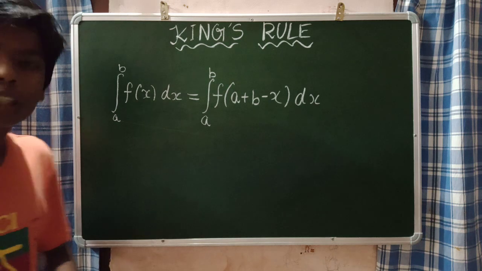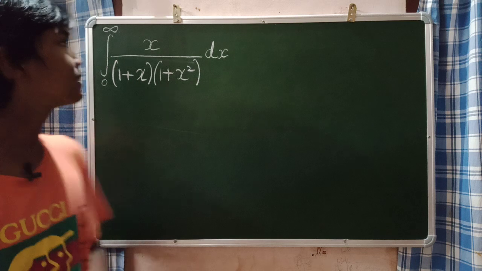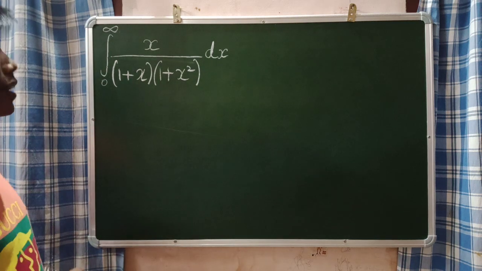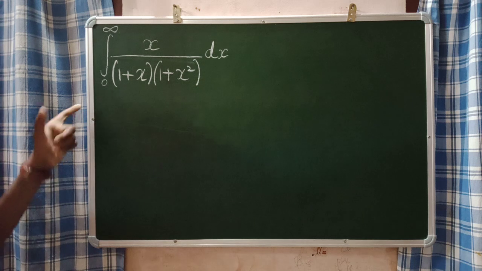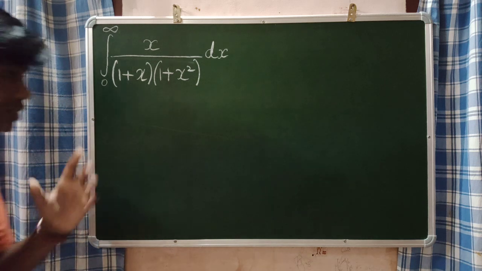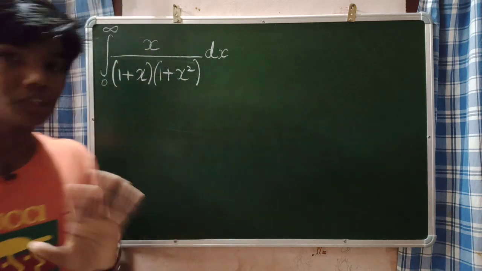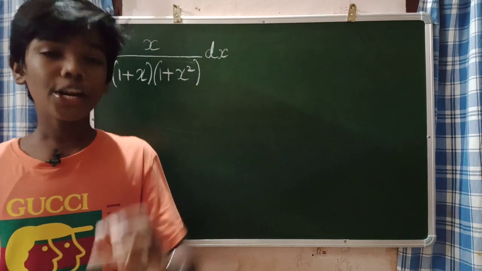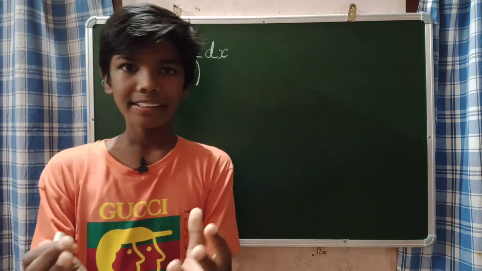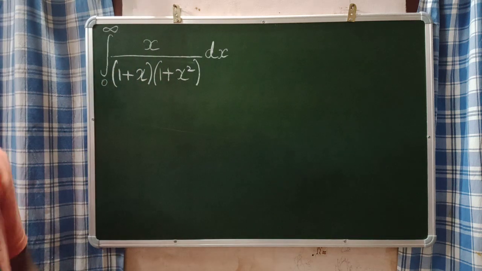So guys, let us move on to our question. Our question is integration of x divided by (1 plus x) times (1 plus x square) dx from 0 to infinity. This is not a direct King's Rule application question. You need to do some manipulation and arrive at an integral, then use the King's Rule. That is what this question is all about.